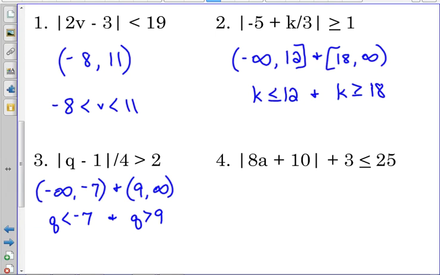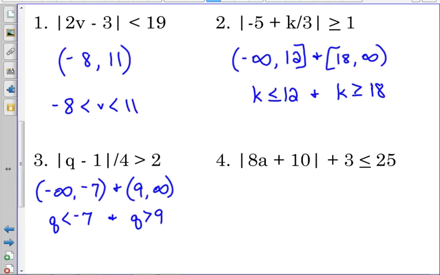Now, something else you can do to check yourself on these, pick a number. Pick a number that's less than -7. So like pick, I don't know, -10. That sounds like a good easy number. Plug -10 into this. -10 minus 1 is -11. Absolute value of that is positive 11. 11 divided by 4 is greater than 2. These numbers are going to make this statement true. They're going to make that inequality true.